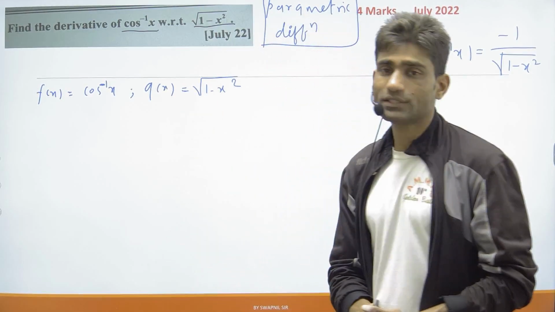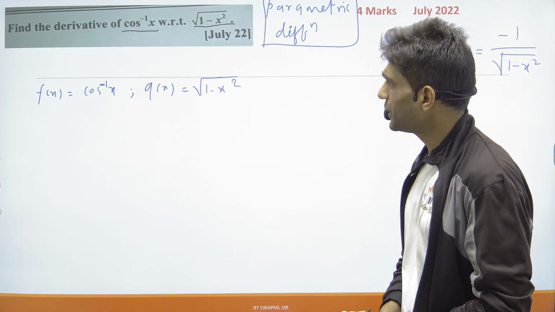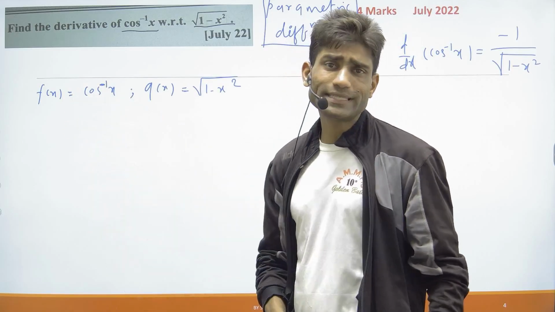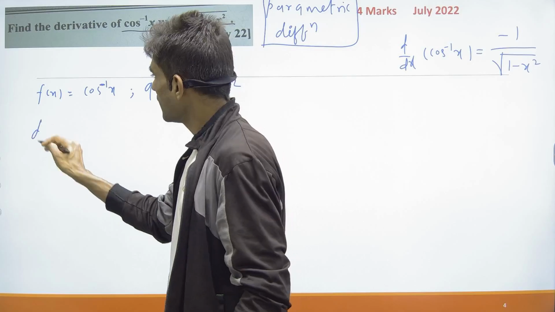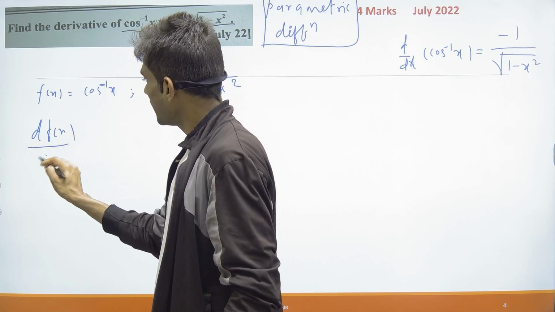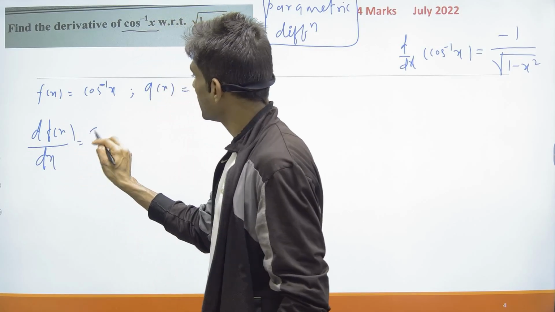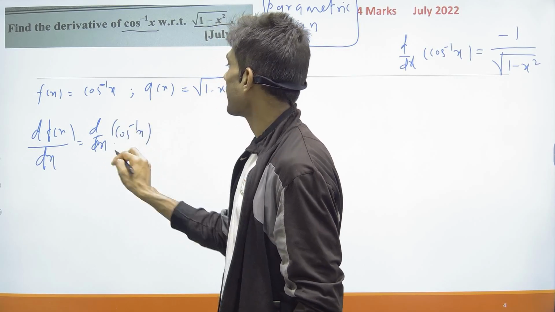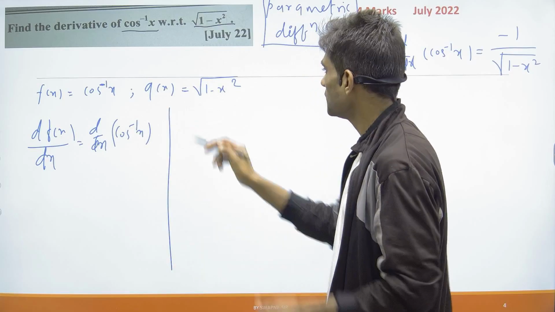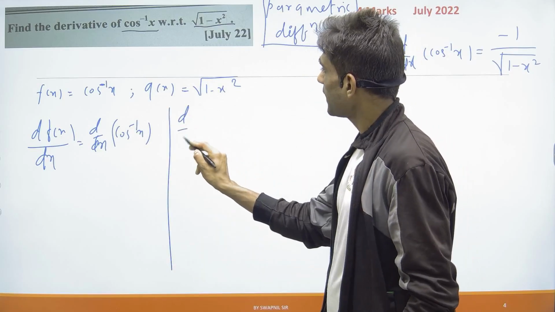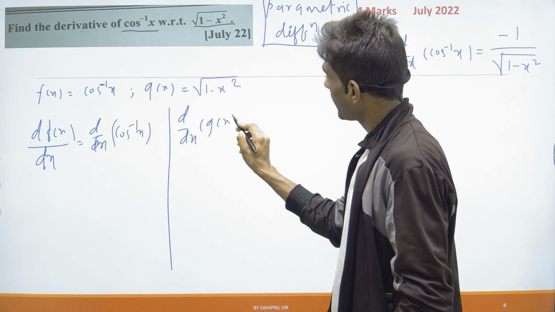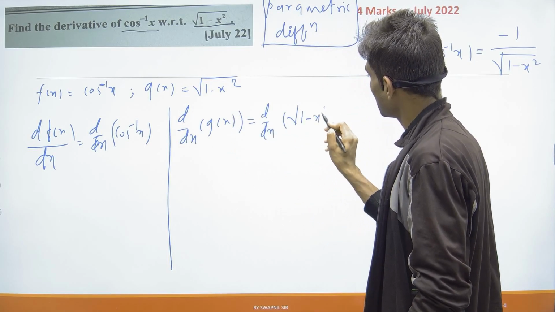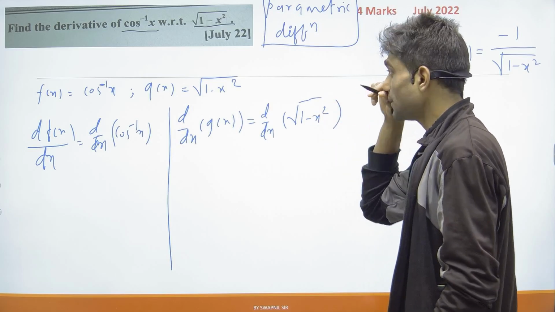We have two different functions. So differentiate the first function with respect to x, that means the derivative of f of x with respect to x. So we will get df(x)/dx, which is equal to d/dx of cos inverse of x. And similarly the differentiation of g of x: d/dx of g(x), which is equal to d/dx of square root of 1 minus x square. This one is the differentiation of g of x.